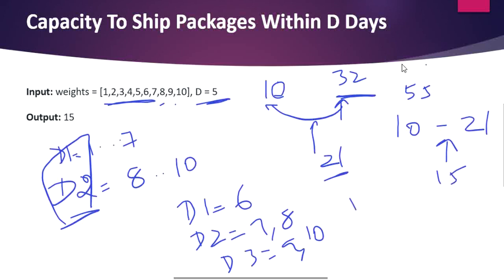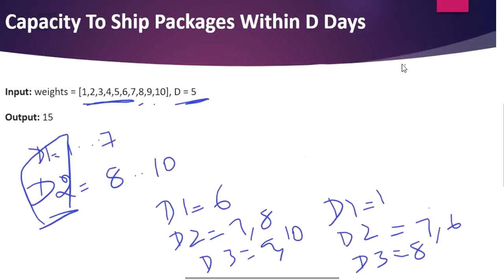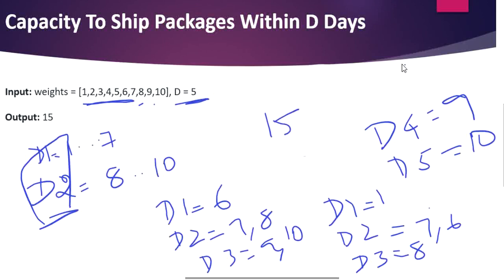So we are going to check: on day 1, we can send 1 to 5. On day 2, we can send 6 and 7, because if you add 8, it will exceed 15. On day 3, you can send only 8, because if you add 9, it will exceed 15. On day 4, you can send 9. On day 5, you can send 10. So by using 15 as the weight, you can send all the packages in 5 days. So 15 is going to be the minimum weight we need every day to ship the packages. So this is going to be our output.